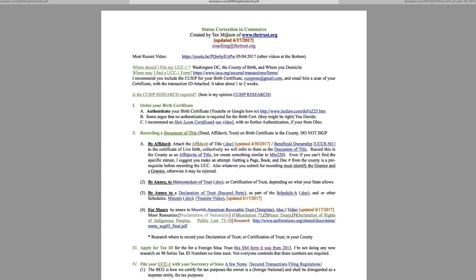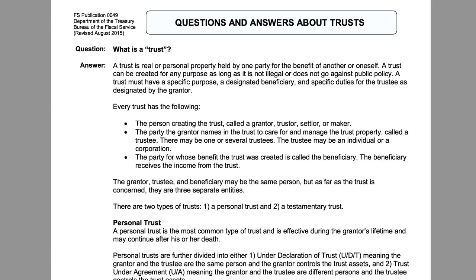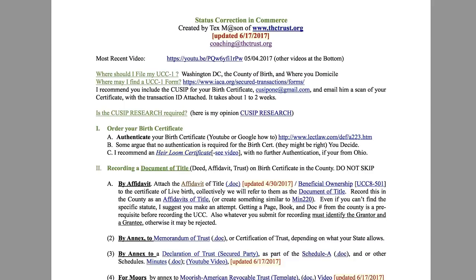Now, the estate is governed by a will. A man's property is governed by his will, simply put. And I'm going to try to relate this together. And what I'm trying to demonstrate to you is why we are attempting to record a document of title over the estate in the county.